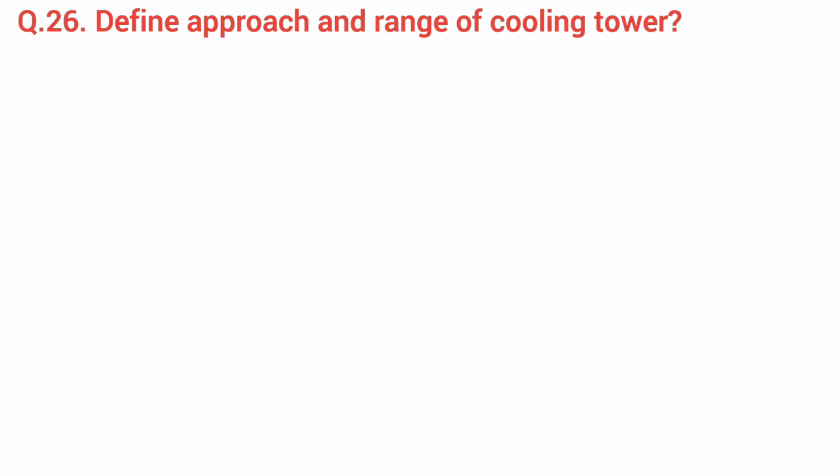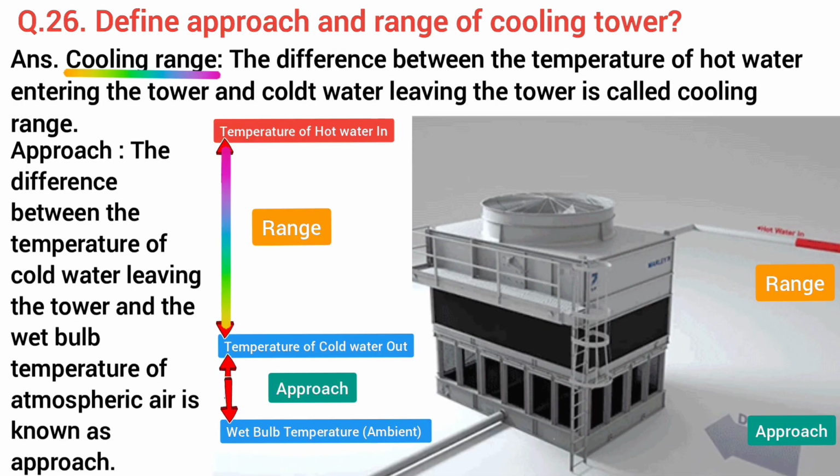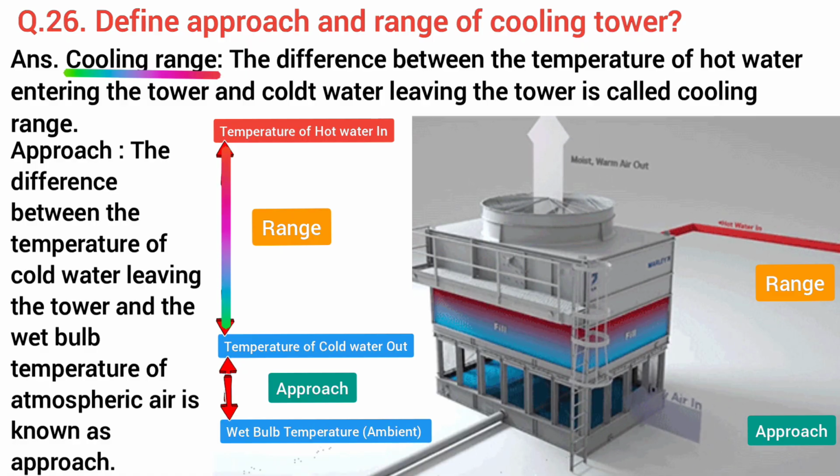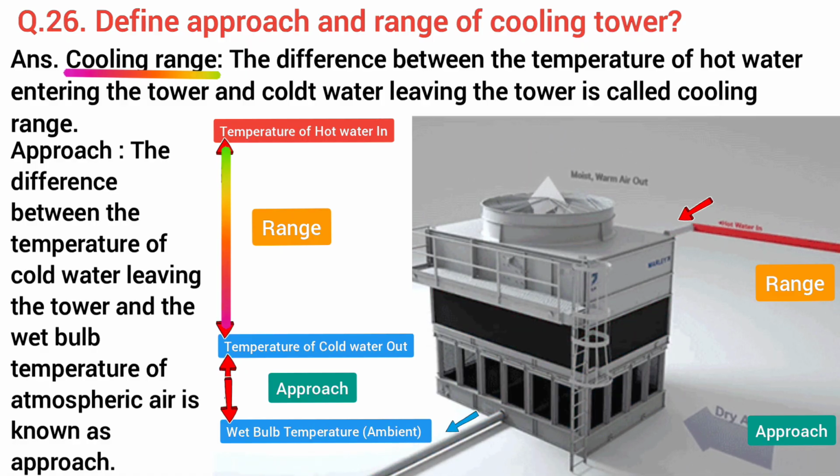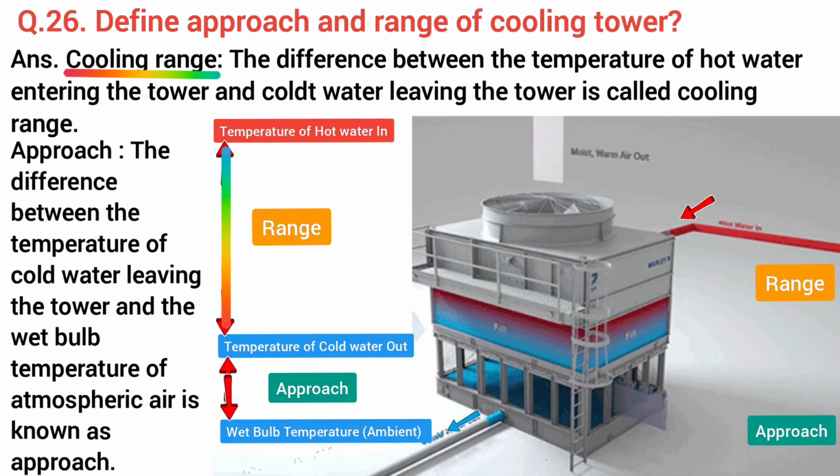Define approach and range of cooling tower. Cooling range, the difference between the temperature of hot water entering the tower and cold water leaving the tower, is called cooling range.